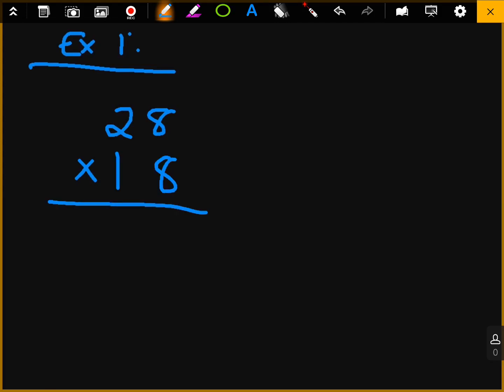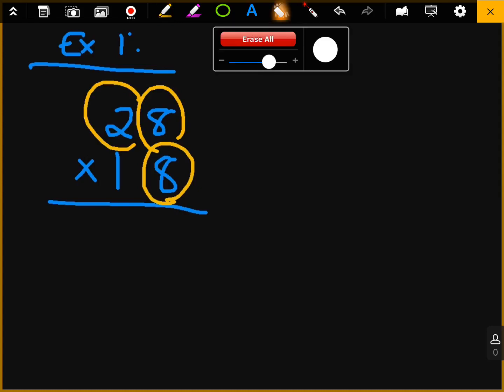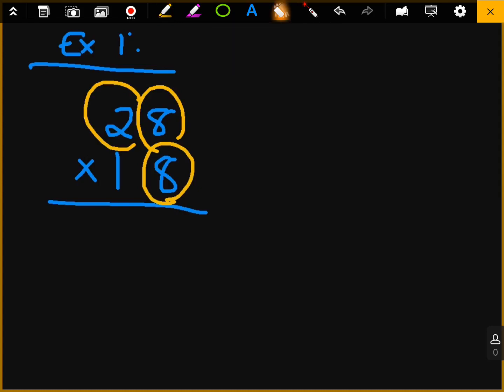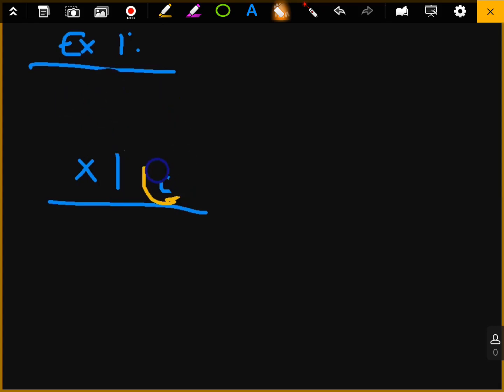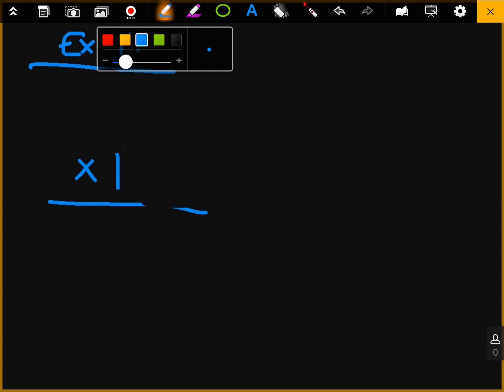So the first step, multiply by the ones. So I'm going to multiply this because this is in the ones place. It's going to be multiplied with this one and this one. Okay? So, we just erase that real quick. So it was 28 times 18. Okay, so you want to multiply what's in the ones place.